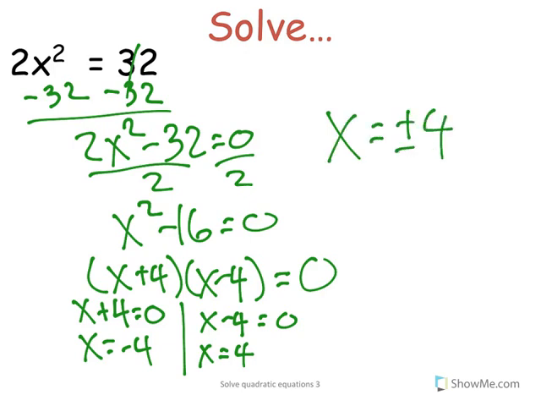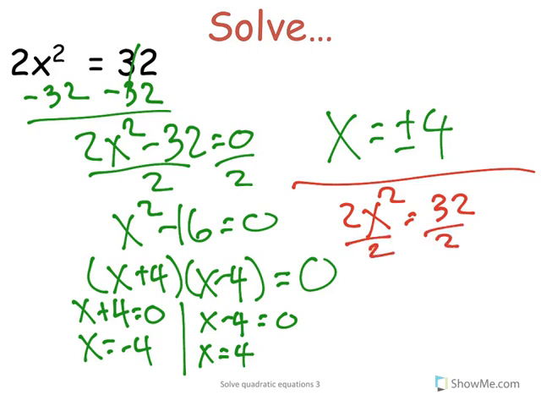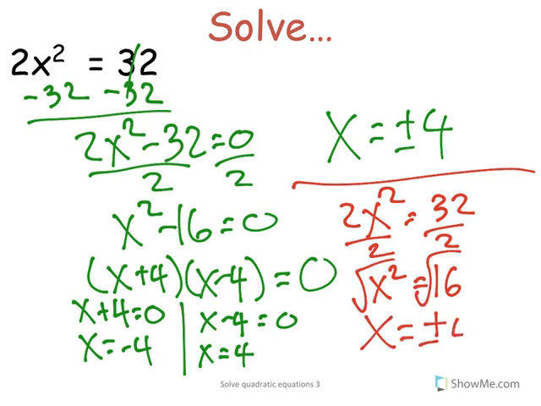Now an alternative way of doing this, and I don't really love doing it this way just because we spend so much time doing this by factoring. But if you want to go back to the beginning, you can do this using square roots, because we did do a lesson last week on square roots. You can actually do it that way as well, and you get plus or minus 4 that way as well. But really the best way of doing this is to do it by factoring.